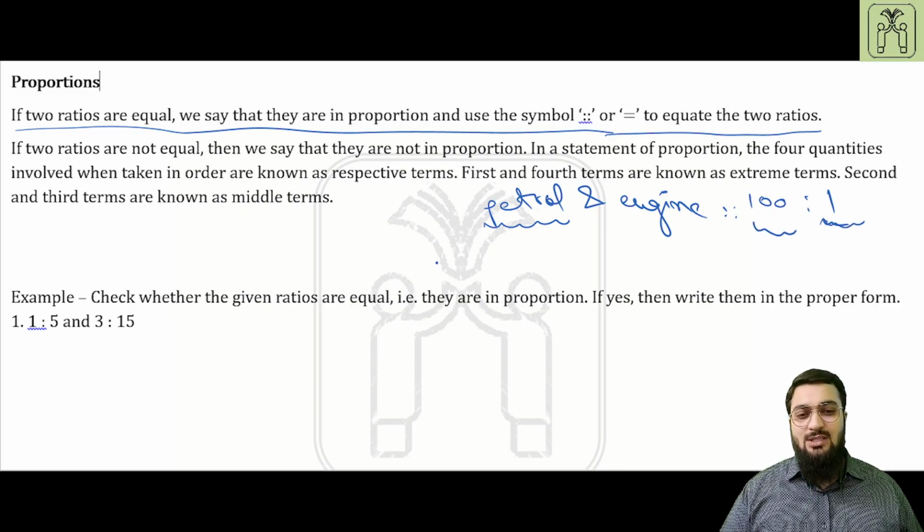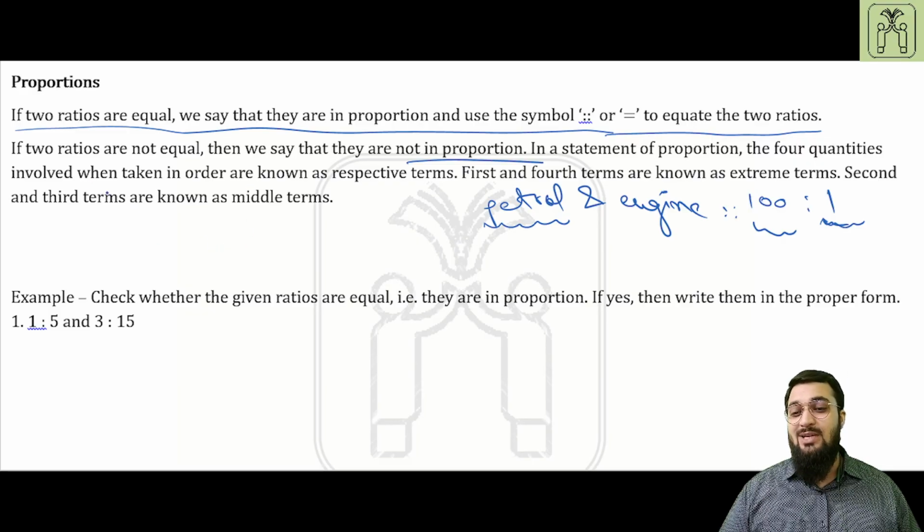So such things, when we equate two or more things with a definite ratio, a definite order, then we say that they are in proportion. If two ratios are not equal, then we say that they are not in proportion. In a statement of proportion, the four quantities involved when taken in order are known as respective terms.